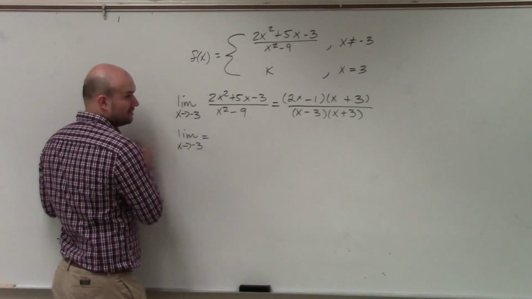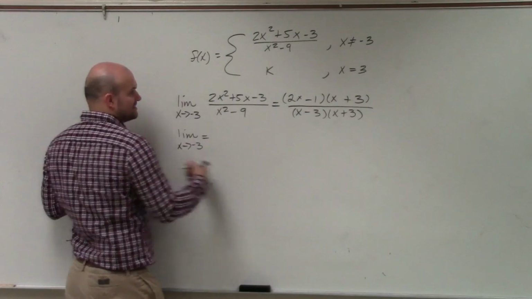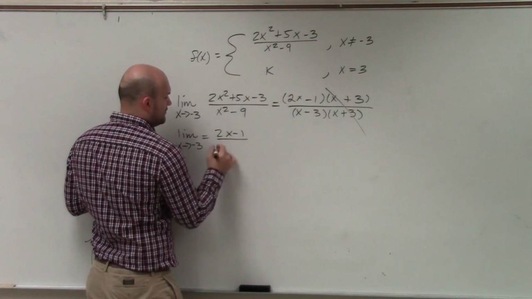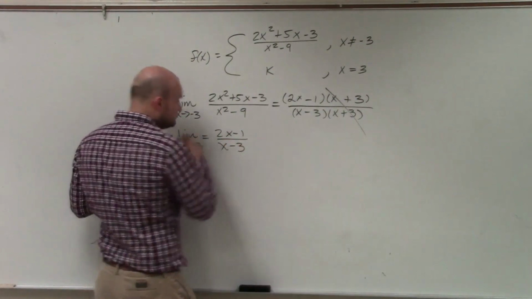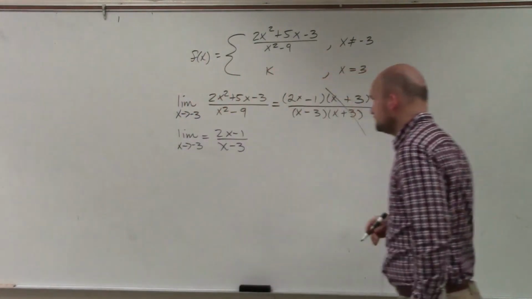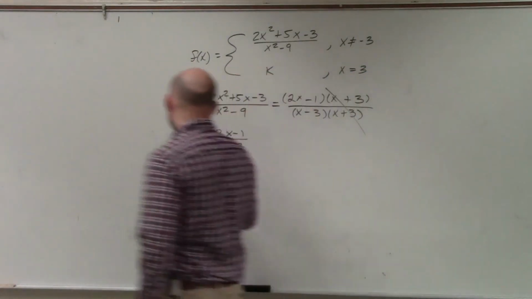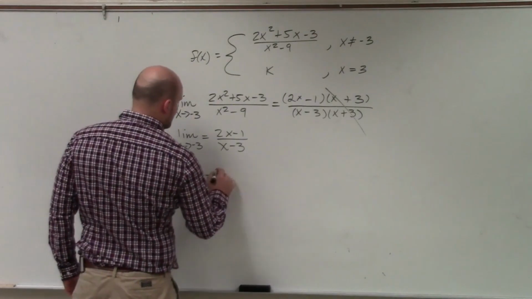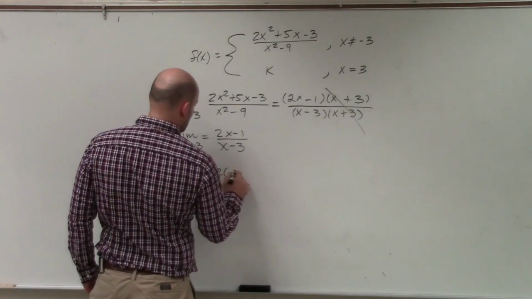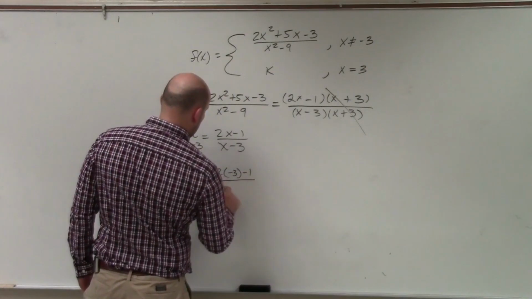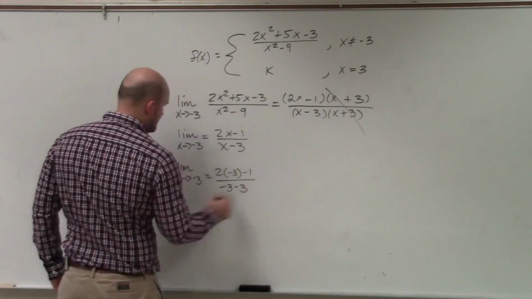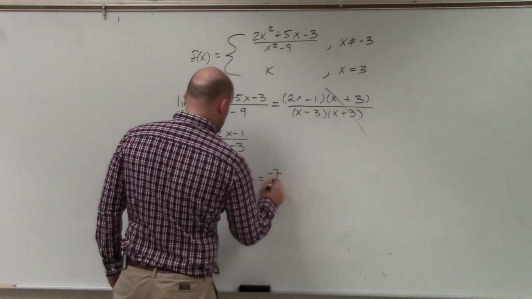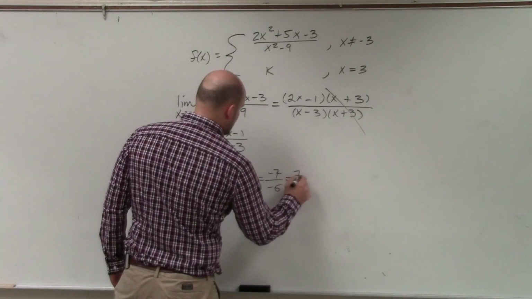So now let's simplify the limit using some limit notation here. I'll bring this back down. I know those are going to divide out, so I'm left with (2x minus 1) over (x minus 3). Which now I can evaluate, which would be (2 times negative 3 minus 1) over (negative 3 minus 3). Let's see, that's going to be negative 7 over negative 6, which equals 7 over 6.